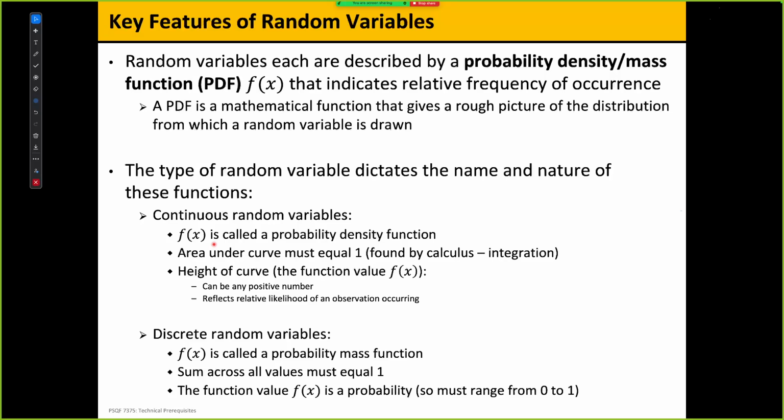For discrete random variables, f of x again is the probability mass function, or PMF, and the sum of the probabilities for each of the discrete cases in the sample space must equal 1, right? Again, a probability measure. And the function is a probability, right? So if you plug x into the function, the number that comes back will be between 0 and 1, right? So the difference between the two is in a discrete random variable, you get a probability out. In a continuous random variable, you get a likelihood or relative likelihood out.